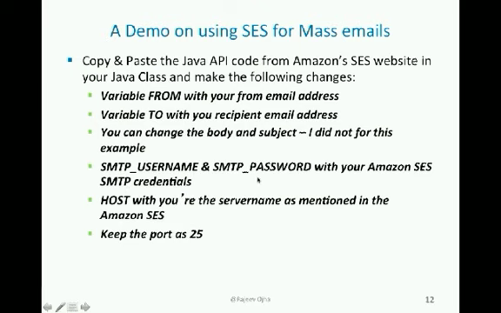Then the SMTP username and password, you need to download that from your SES site. These are SES credentials that are available on the dashboard. You can just click on the credential button, and it gives you an option to download the file, which is an Excel sheet which has the username and password that you need to use inside your program. Host is the server name, based on the site which is hosting your SES service, and the port needs to be 25, so no need to change the port.